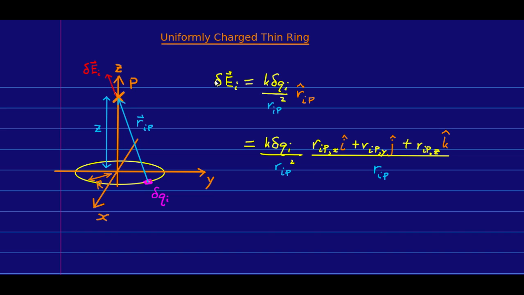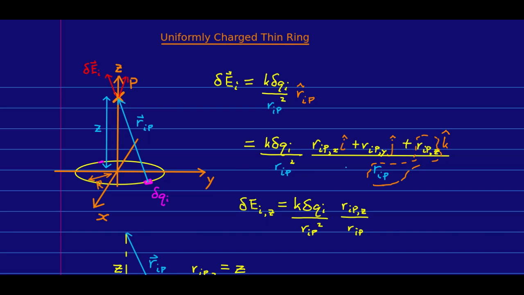Note that we're in 3 dimensions. And we're going to have the same symmetry argument as before. For every point delta Q, there is a piece of the ring on the far side that will produce a corresponding delta E, and both the x and y components of those will cancel out. And so in fact, all we're interested in is the z component of this field.